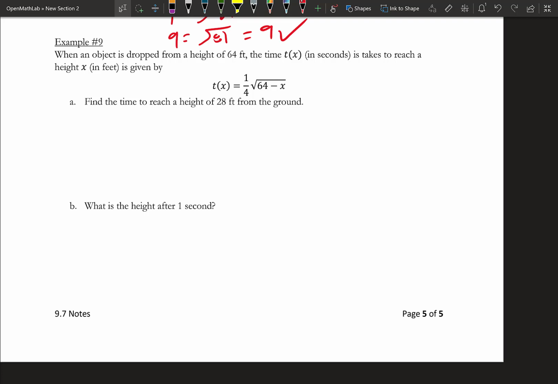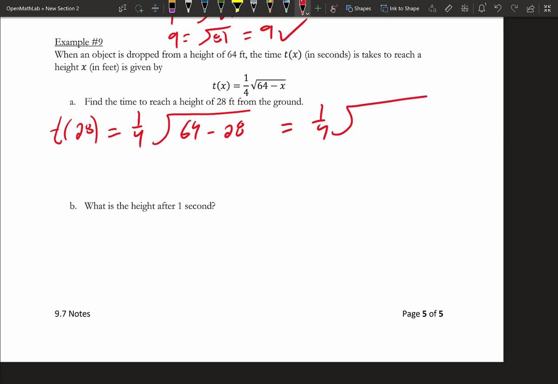T is time. So in other words, what I'm trying to find here is t of 28. This is just plugging 28 into the function. So I would have 1/4 times the square root of 64 minus 28. 64 minus 28 is 36, and the square root of 36 is 6. So this would be equal to 1/4 times 6, which equals 6/4, which is equal to 3/2. Dividing top and bottom by 2, we can write that as a decimal, 1.5. So it takes 1.5 seconds.